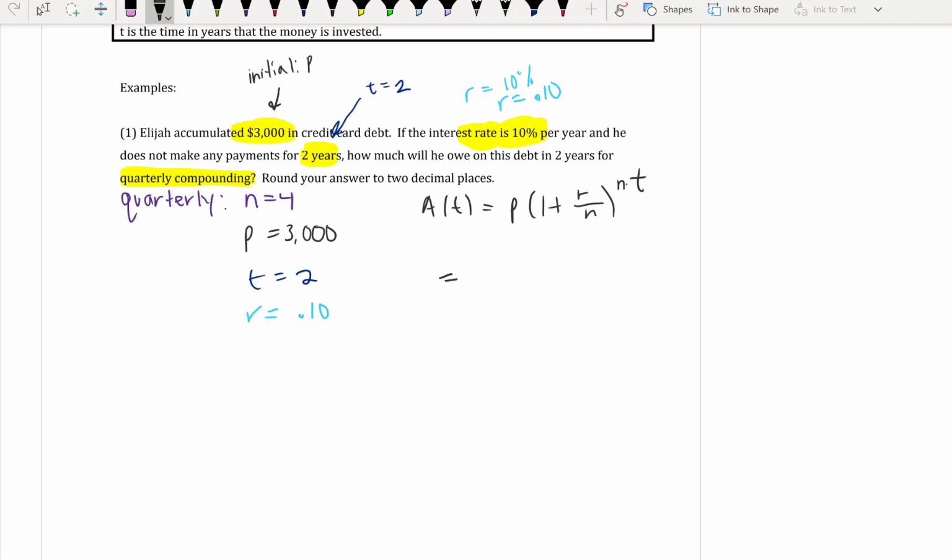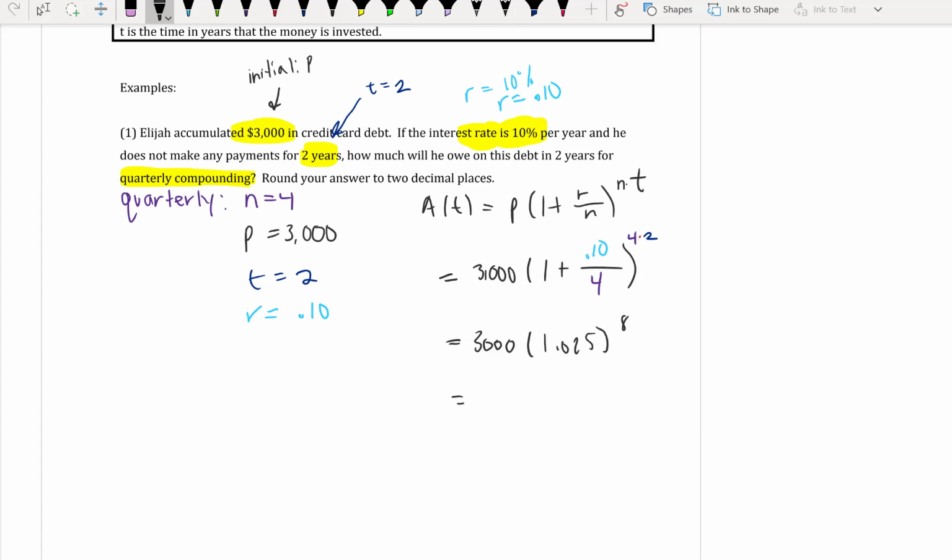So we have that this is going to equal my principal amount, which is my 3,000, times 1 plus, and now my R value that I'm plugging in is going to be that 0.10, over the N value that I'm plugging in here, which is 4. So the N value again here is 4. That's how many times it's being compounded per year, and T, which we said was a 2. So once I do this calculation, I'm going to have 1.025, and to the 4 times 2 power is 8.